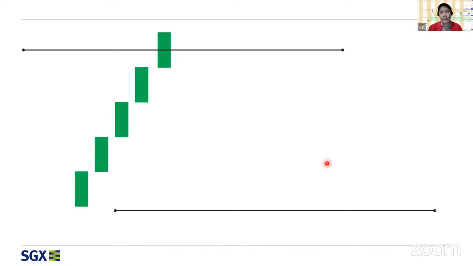But the next day, it gives you a down bar. And this down bar is inside the previous day's up bar. So the criteria is an up bar becomes a down bar, and the down bar is inside the range of yesterday's up bar. So that's why it's called inside bar. And this is a bearish inside bar, which is equivalent to a sell signal.